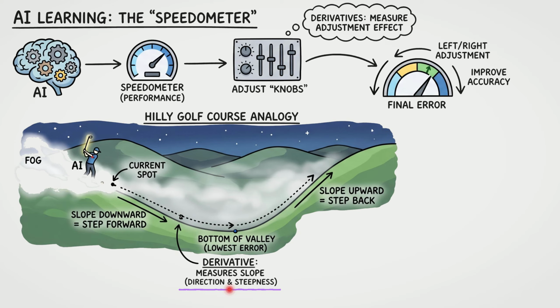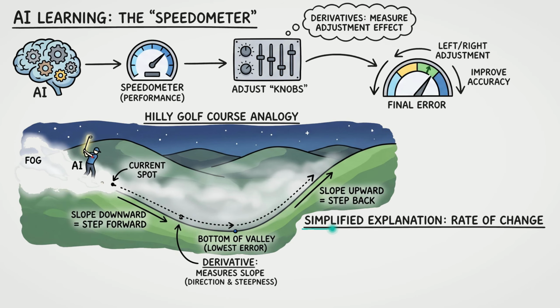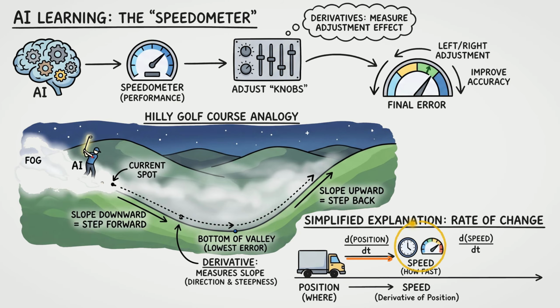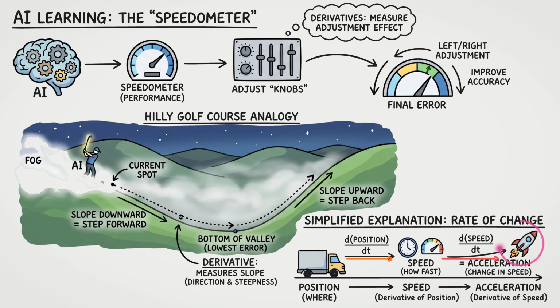Let's bring this down to a familiar scenario, because a derivative is simply a rate of change. Consider a truck delivering goods. Its position tells us where it is right now. If we want to know how fast that position is changing over time, we take the derivative of its position. That gives us its speed, as seen on this gauge. If we then want to know how fast the speed itself is changing, we take the derivative of the speed. This calculates acceleration, represented by this rocket.